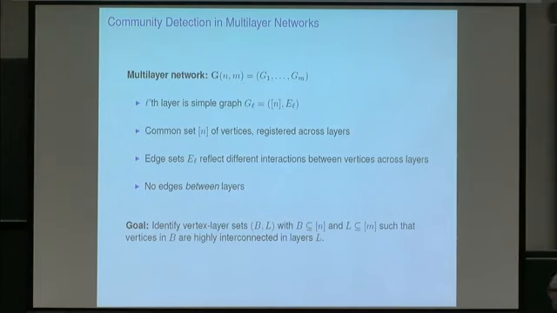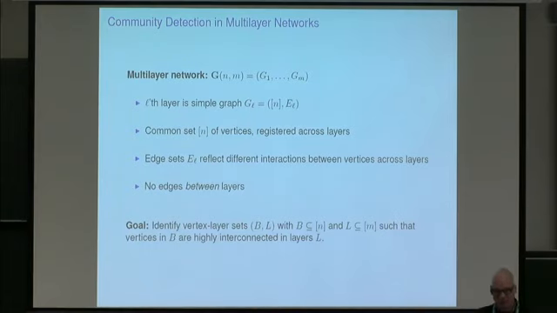So for us, switching gears, a multi-layer network is just a sequence of graphs on a common vertex set. Vertices are registered, as has been discussed here. So the L-th graph has vertex set N, and edge set E_L, which can vary. The vertex set N does not. The vertices are registered across layers, and the edge set E_L reflects different interactions between the vertices across layers.